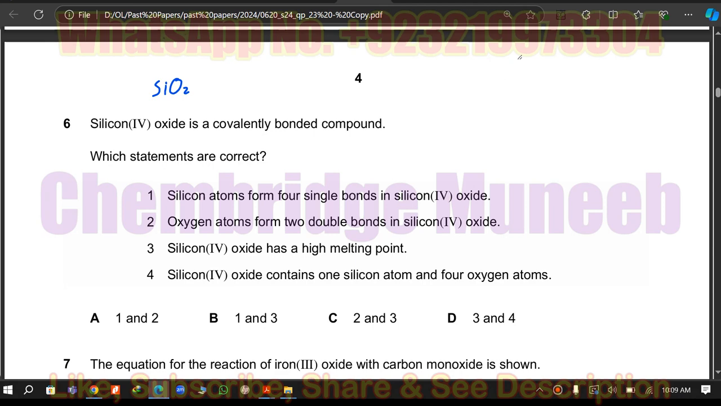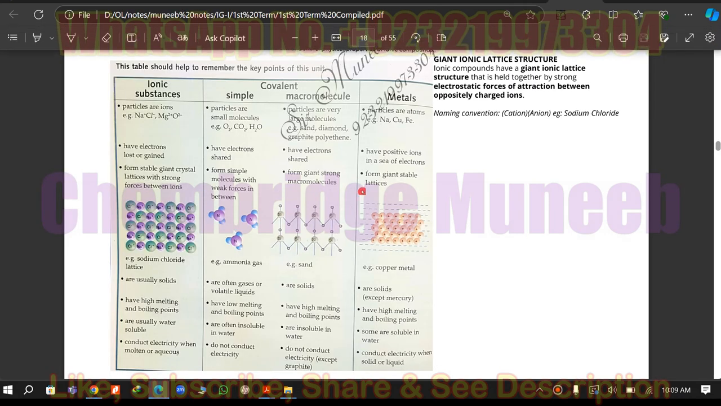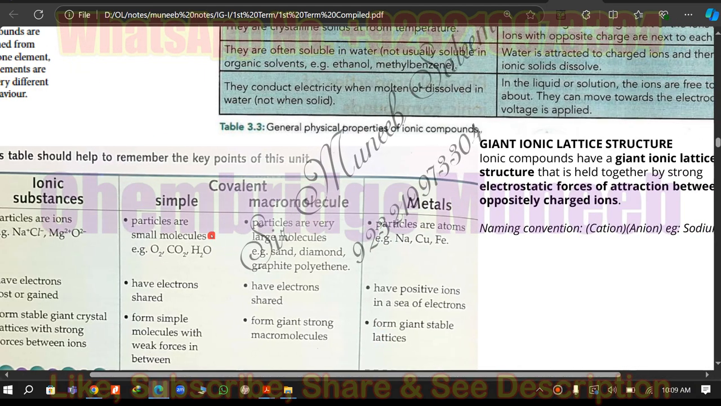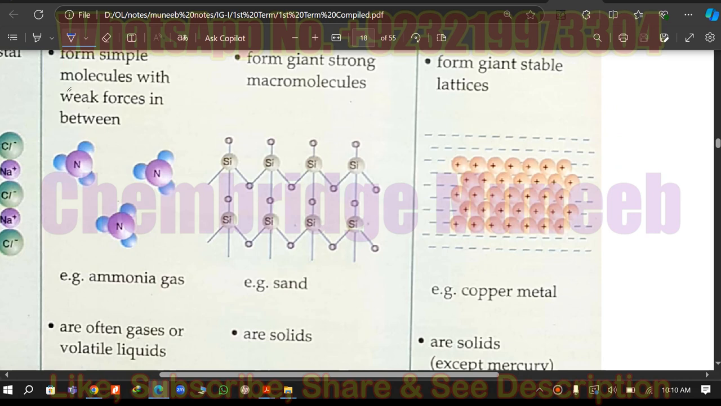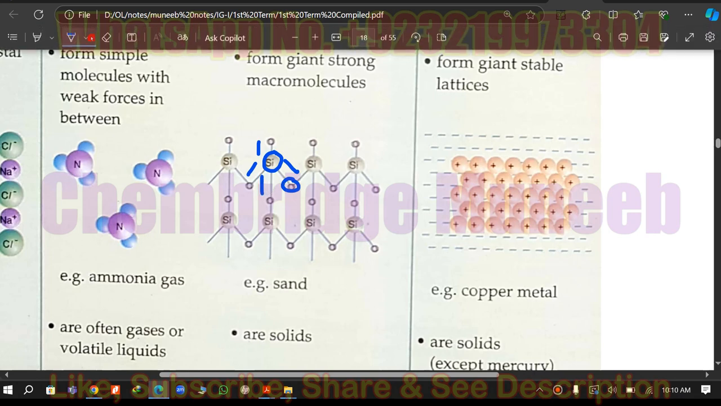Now to have this clear picture, we should have some idea from the theory. So I'm going to show you my A-levels notes, my IGCSE chemistry notes. From here you can find the real picture of the silicon oxide. In this table you can see the three-dimensional structure of the silicon oxide. You can see that silicon is making single bonds with the oxygen. This one is silicon and this one is oxygen. So you can see that they are all single covalent bonds between the silicon and the oxygen atoms, and there is no double covalent bond between them.